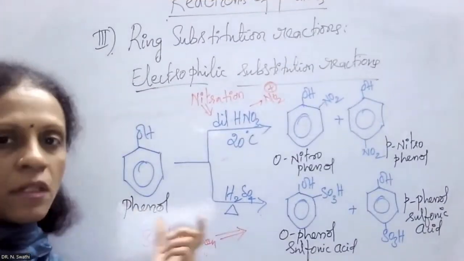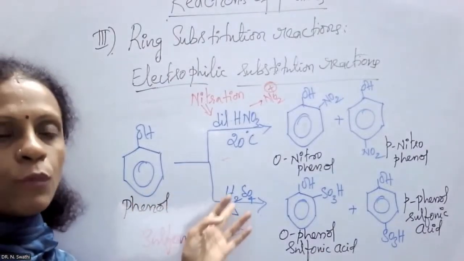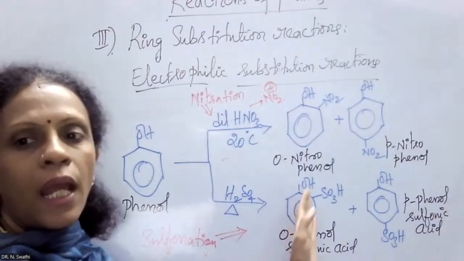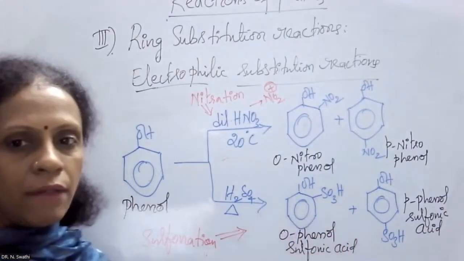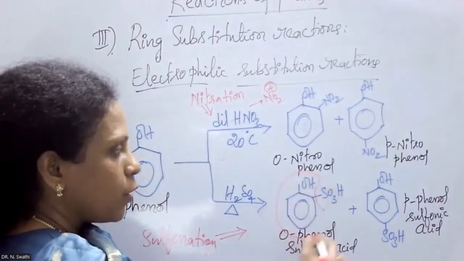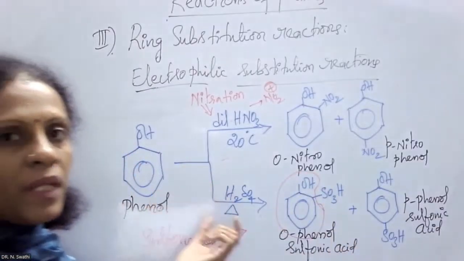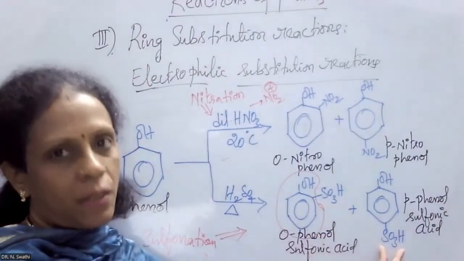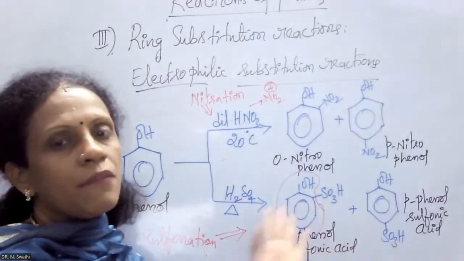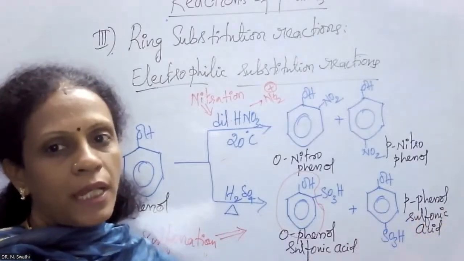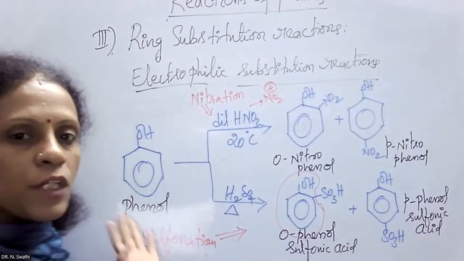Now coming to the sulfonation reaction, phenol upon heating with concentrated sulfuric acid forms the corresponding ortho and para phenol sulfonic acid derivatives. So here also write the structure of phenol first. This is the structure of phenol, and upon sulfonation there will be attachment of the SO3H group at the ortho position and para position. Thus there will be formation of ortho-phenol sulfonic acid and para-phenol sulfonic acid as products in case of sulfonation of phenols.